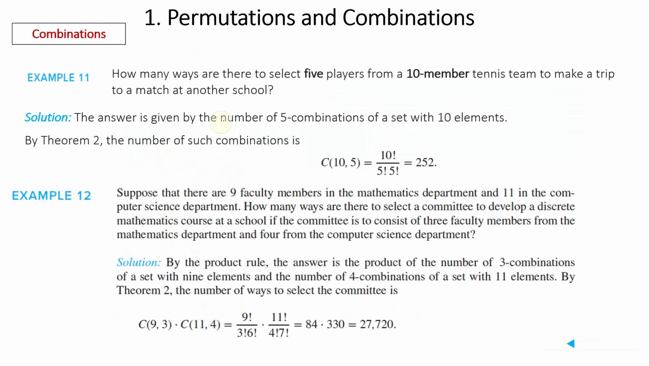Let's find another one. How many ways are there to select 5 players from 10-member tennis teams to make a trip to a match at another school? That's an interesting thing. So I have from 10 people, I need to choose 5, and now this is what I'm trying to do. And to do that, if I apply the formula, I cannot.